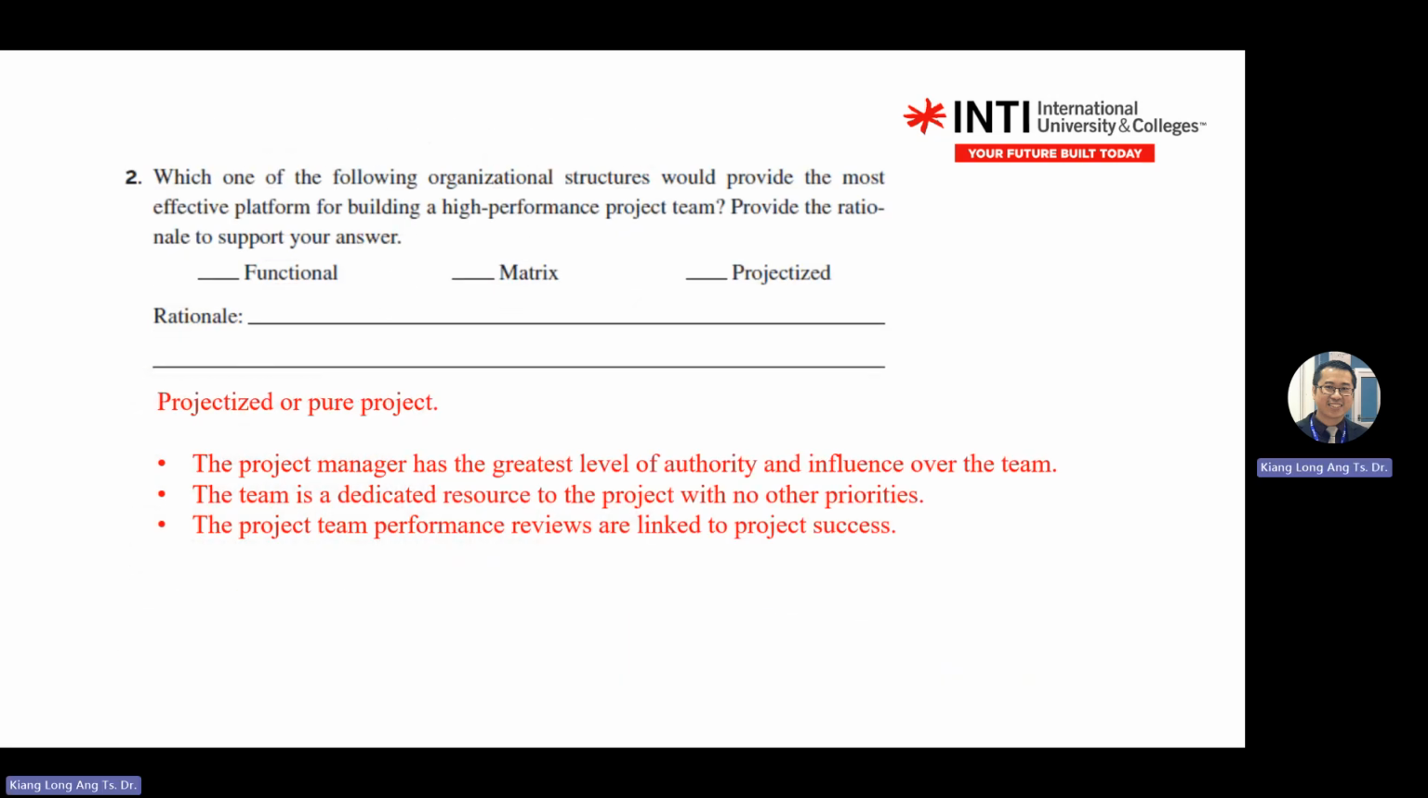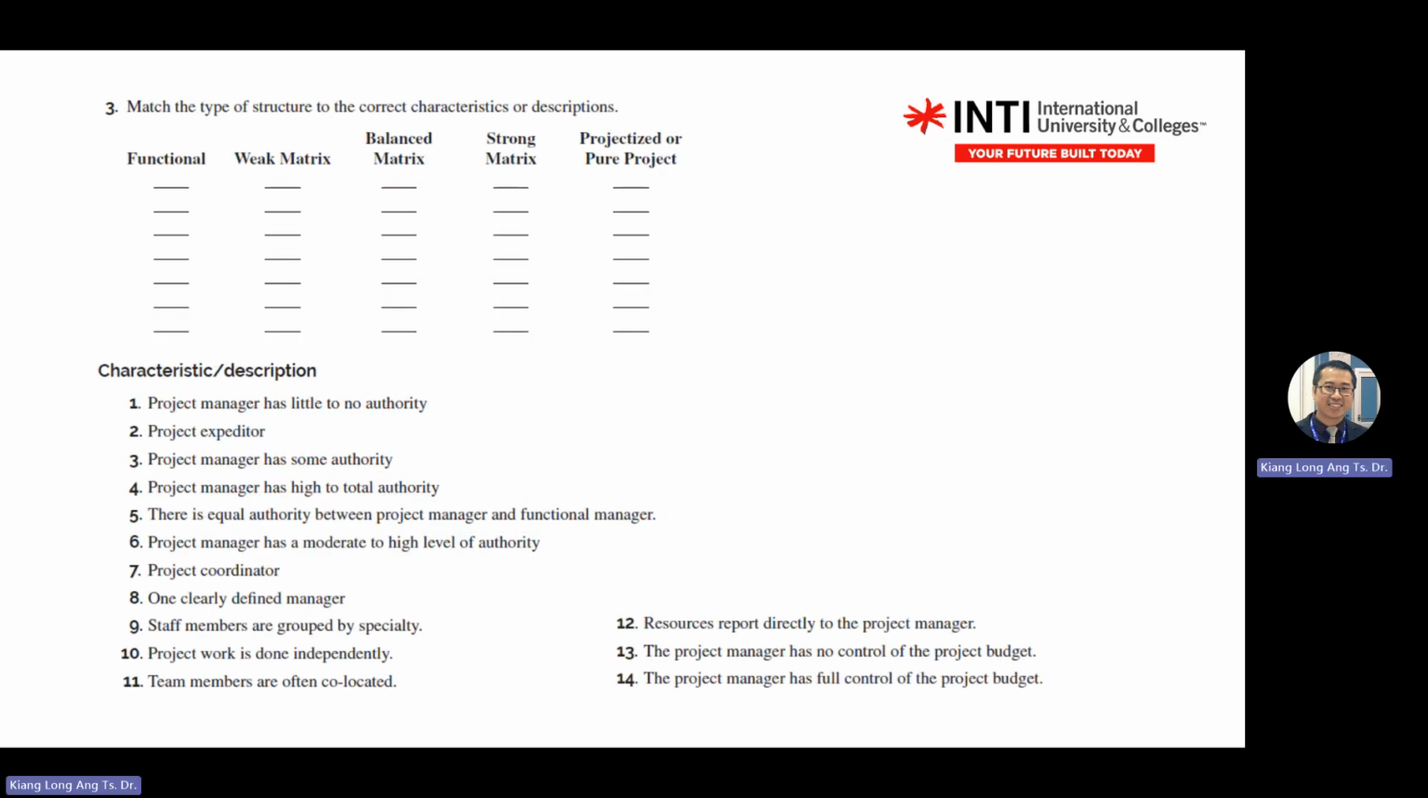Projectized, because the project manager has the greatest level of authority. The team is dedicated, with process resources. The project team performs reviews linked to project success. Right. So these are the reasons. Okay. So this is important because you will see functional, weak, balanced, strong, pure project in the test one.